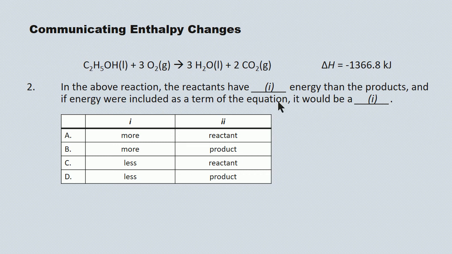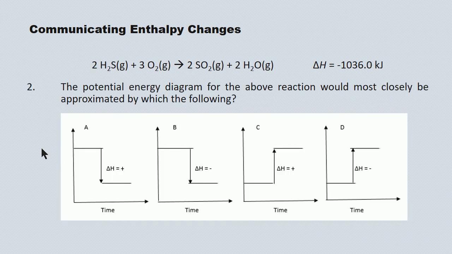If energy were included as a term of the equation, it would be A. Well, again, we're talking about an exothermic reaction. Exothermic reactions produce energy. So again, it would be reflected as a product in the thermochemical equation. So therefore, the answer here would be B. I think I have one last question. The potential energy diagram for the above reaction would most closely be approximated by. So here we have our reaction, and we're showing enthalpy as a negative value, exothermic reaction.